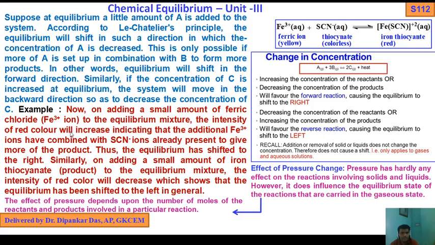The intensity of red color will increase, indicating that additional Fe3+ ions have combined with thiocyanate ions already present to give more of the products. Thus, equilibrium has shifted to the right. Similarly, on adding a small amount of iron thiocyanate product to the equilibrium mixture, the intensity of red color will decrease, which shows that the equilibrium has been shifted to the left.